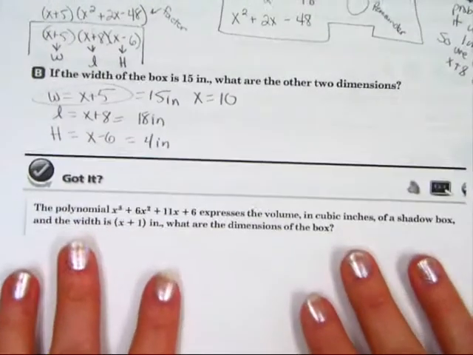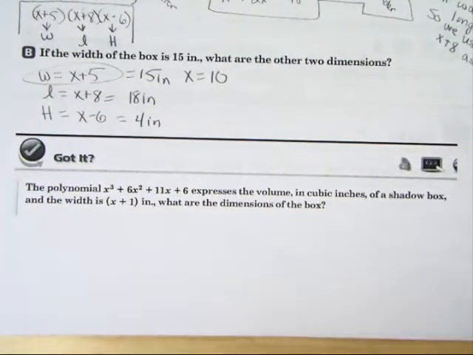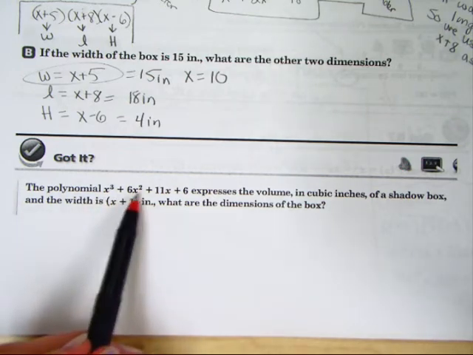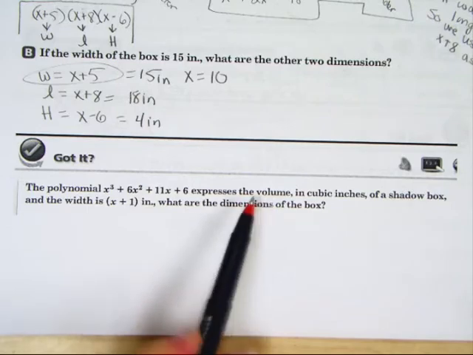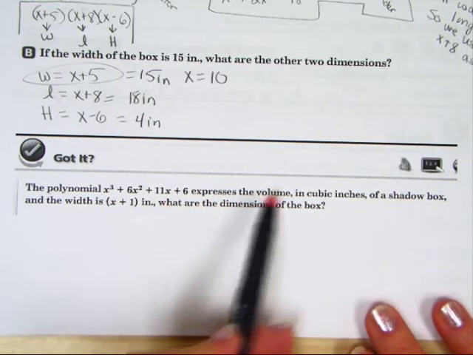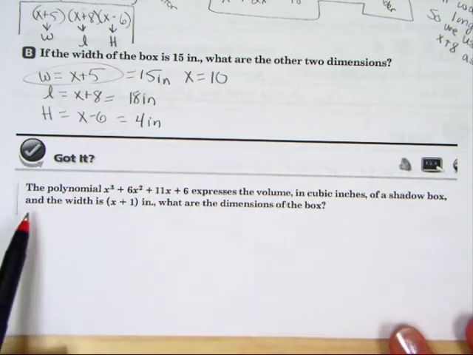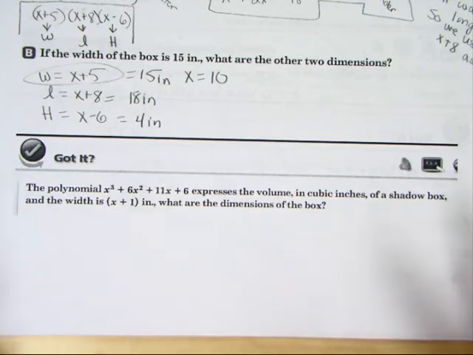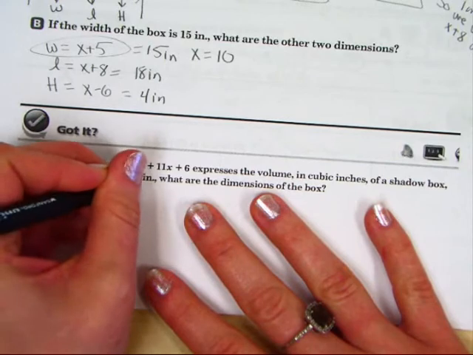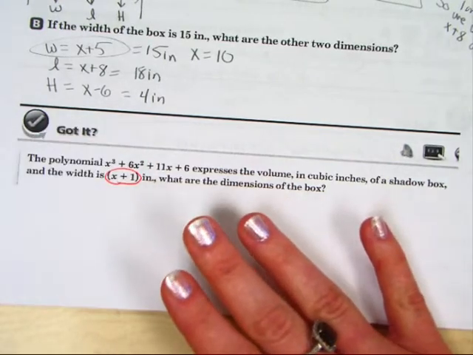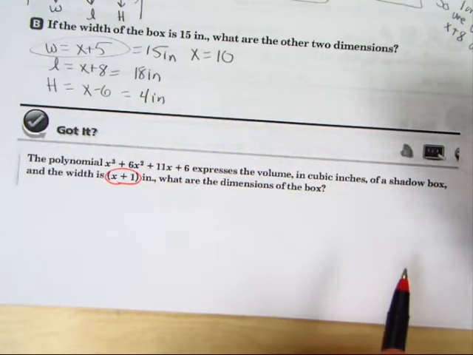So we're going to go all the way to Got It number 4. Okay? And let's read it over. In Got It number 4, they say we have this polynomial, x cubed plus 6x squared plus 11x plus 6, and it expresses the volume of a shadow box. We know that the width is x plus 1. What are the dimensions of the box? Well, if we know that x plus 1 is part of it, we can figure out the other parts.